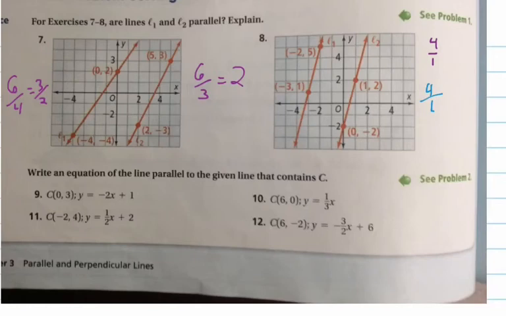Okay, number 9, we have the point (0, 3), and y equals negative 2x plus 1 is our line. We want a line parallel to that line that goes through the point (0, 3). Yeah, we use point slope form, but what do we need? We have a point, what do we need?